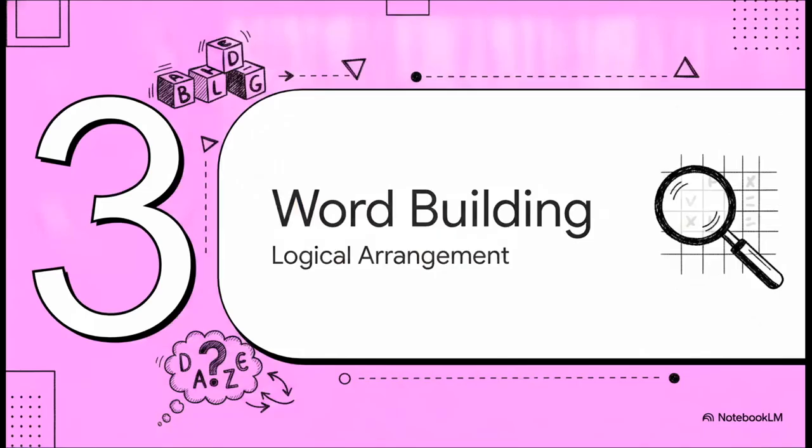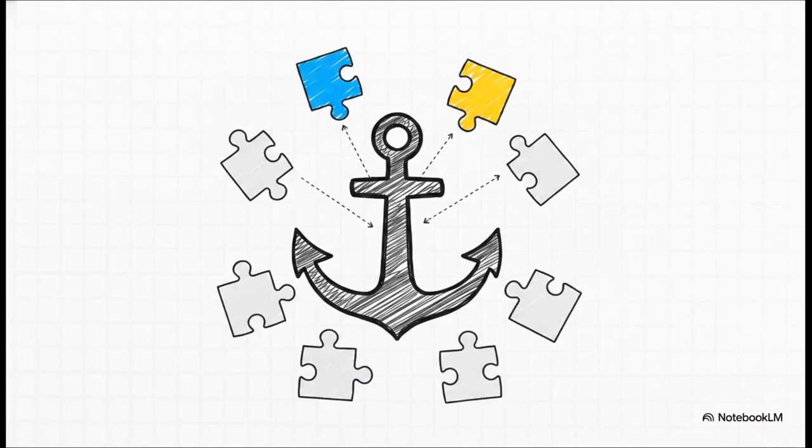Moving on to section 3, word building strategies. Logical arrangement of letters. Okay, if you ever totally freeze up when looking at a jumble of scrambled letters, here's an absolute game changer of a shortcut. Look for your vowels first, always. Vowels are basically the anchors of English words. Once you've pinned them down, you can arrange your consonants logically around them, keeping common English spellings in mind.